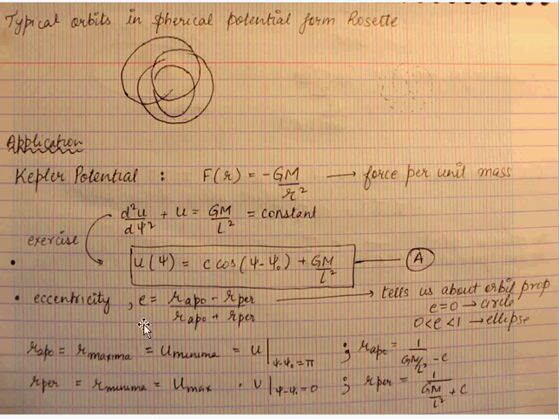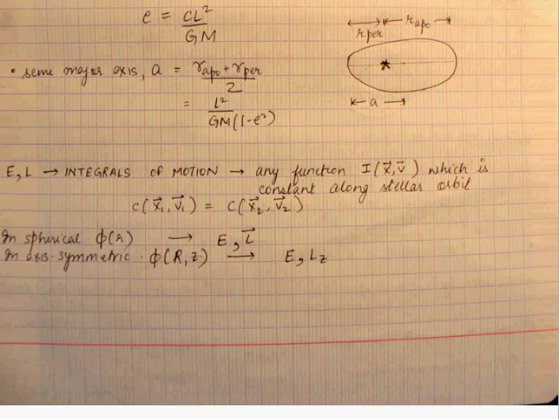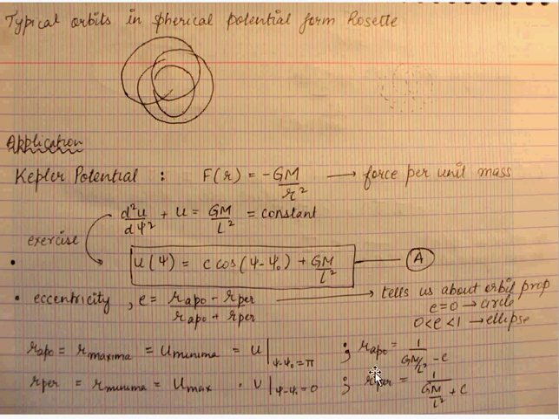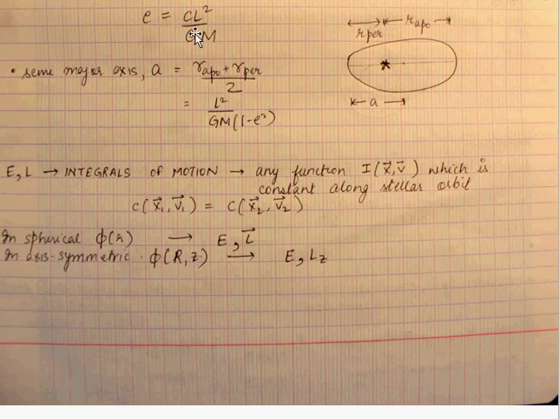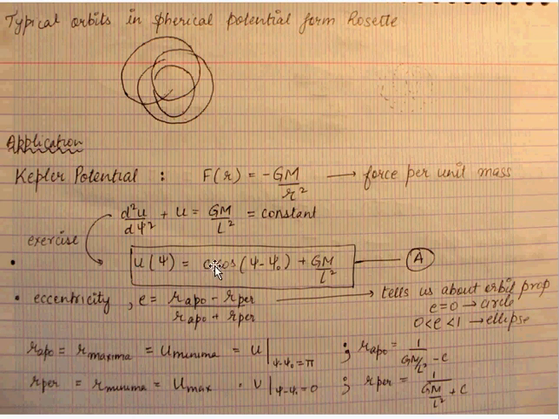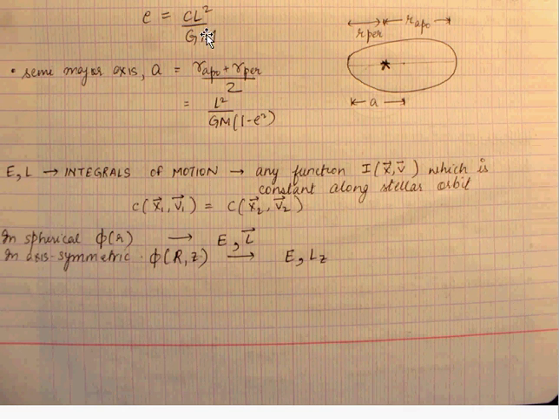Similarly, for the pericenter, the minimum of r corresponds to the maximum of u, right? And the maximum of u occurs when cos(psi minus psi naught) is 1, which means psi minus psi naught is 0. And you get the pericenter distance as 1 over (GM over L square plus C), right? Now, when you substitute this apocenter and pericenter in the eccentricity equation, you end up with eccentricity as C L square over GM, where C is the constant that was appearing in the equation, right?